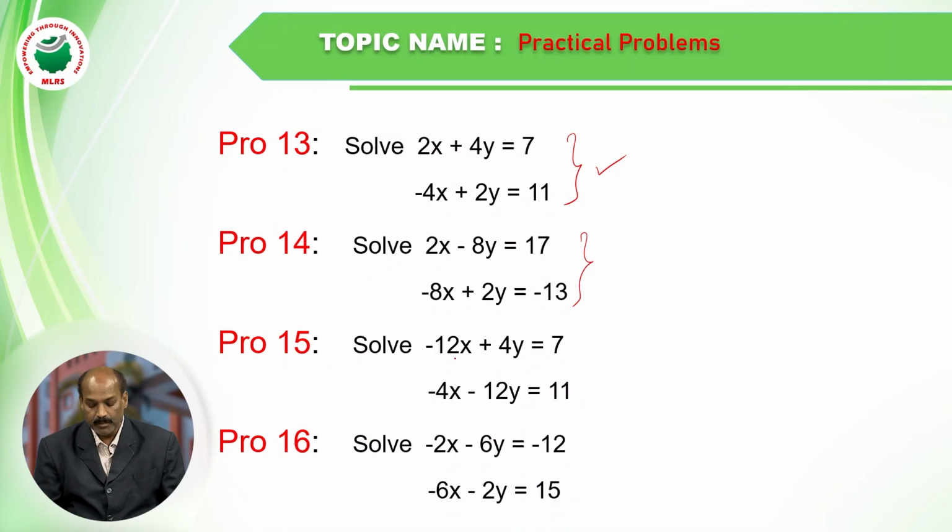Problem 15, solve minus 12x plus 4y equals 7, minus 4x minus 12y equals 11. Last 16th problem, solve minus 2x minus 6y equal minus 12, minus 6x minus 2y equal 15. So here x, y, 2 variables, and these are the problems you practice at home. Many problems are available in this textbook.